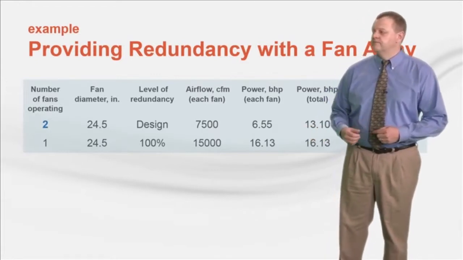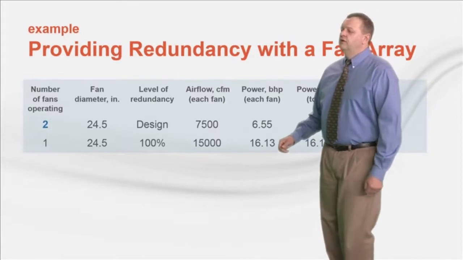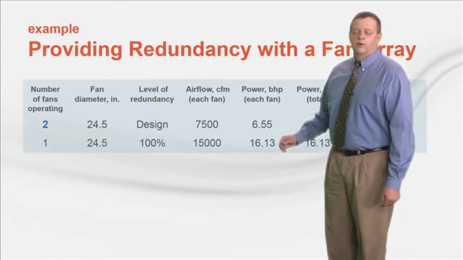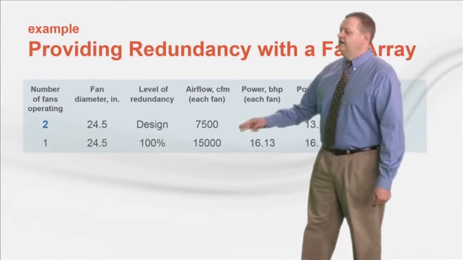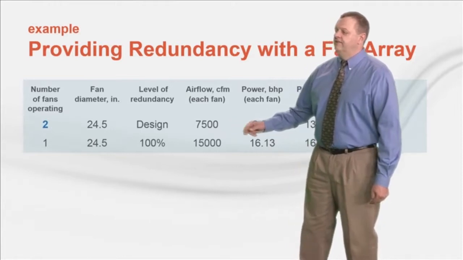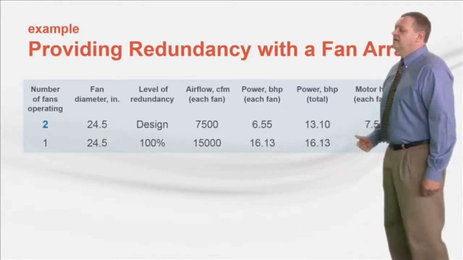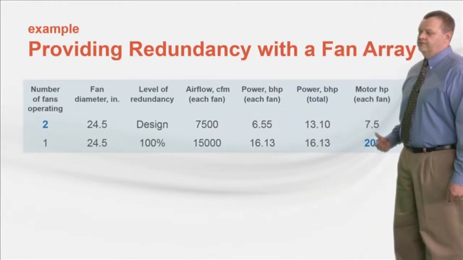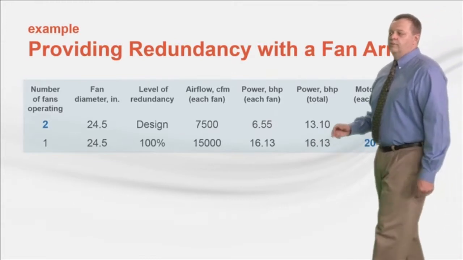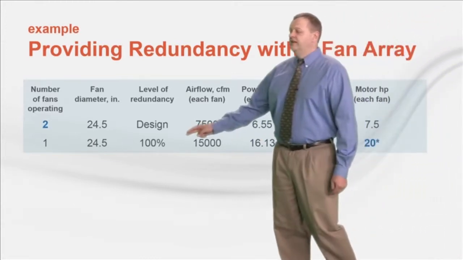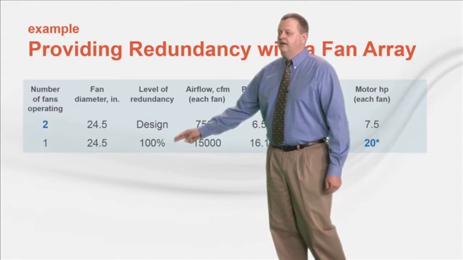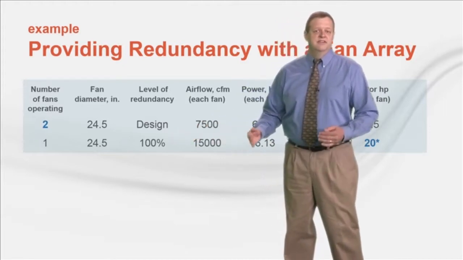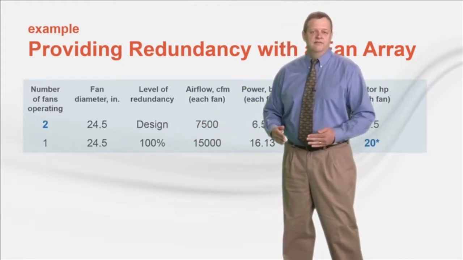fans in an array. The first row shows a selection at design conditions with both fans operating. Each fan delivers 7,500 CFM and requires a 7.5 horsepower motor. In order to provide 100% redundancy, if only one fan is operating, the other fan must be able to deliver the design airflow all by itself.